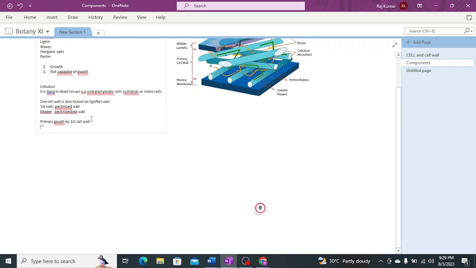After which we have the middle lamella. What is the function of the middle lamella? It is for cementing the two adjacent daughter cells, and it is formed during cytokinesis. During cytokinesis, the phragmoplast occurs. During the phragmoplast, what will happen? The formation of the middle lamella will take place after nucleokinesis.